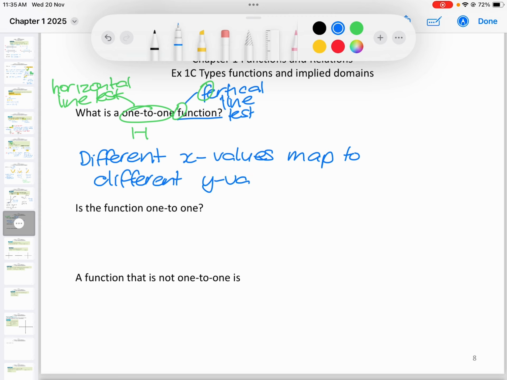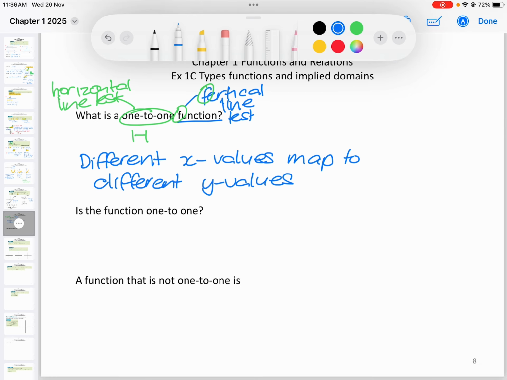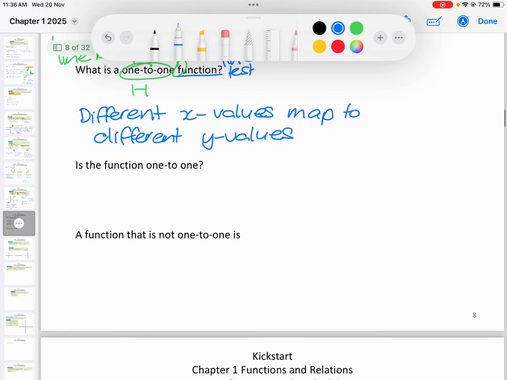And that's the other way around to last time. We said if it's a function, different Y values map to different X values. So it's the other way around. Is the function one-to-one? So we do the horizontal line test, the one-to-one line test.